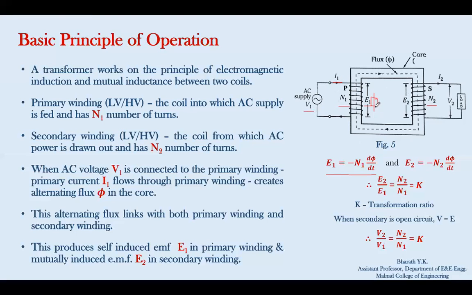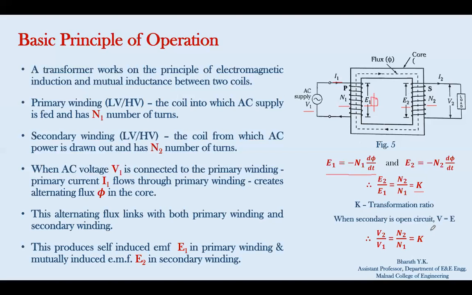Similarly, when flux phi links with the secondary winding, a mutually induced EMF E2 is induced in it, whose equation is given by E2 is equal to minus N2 d phi by dt. Here flux phi is the common factor responsible for the inducement of EMF in the primary winding and the secondary winding. Hence, these two equations can be equated. Therefore, we get E2 by E1 is equal to N2 by N1, and this ratio is referred to as the transformation ratio and is denoted by K.